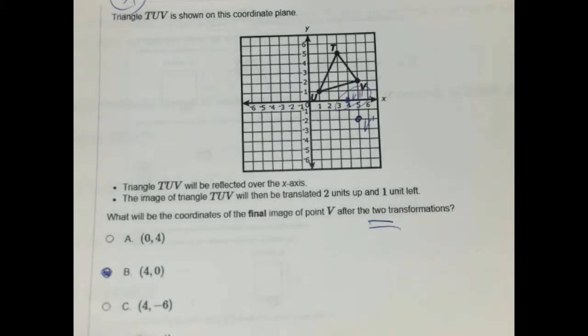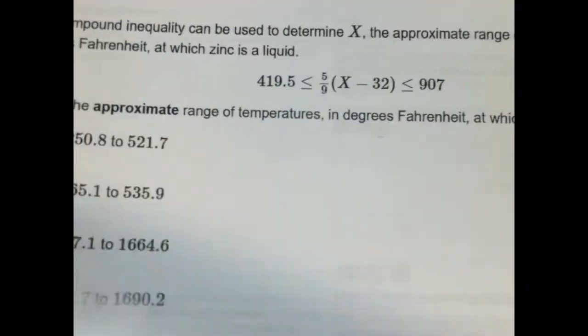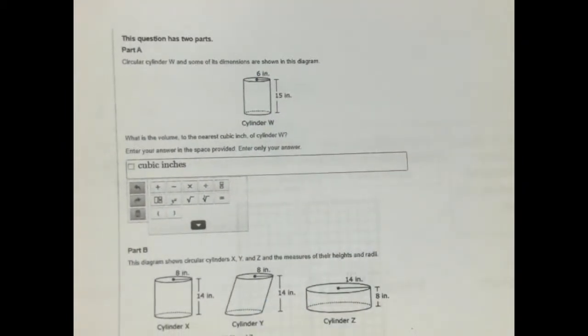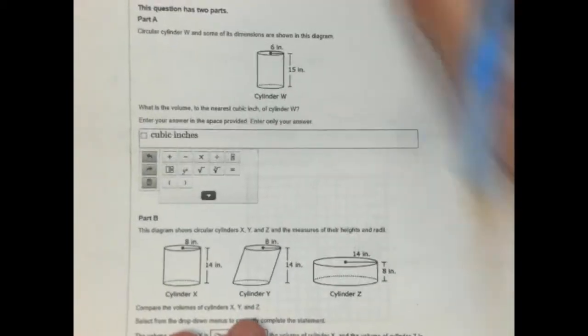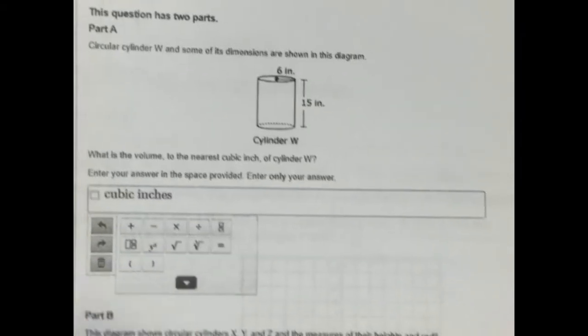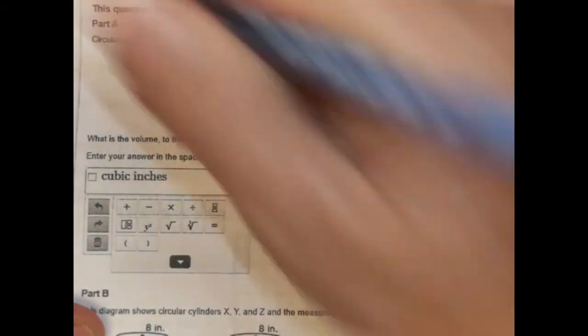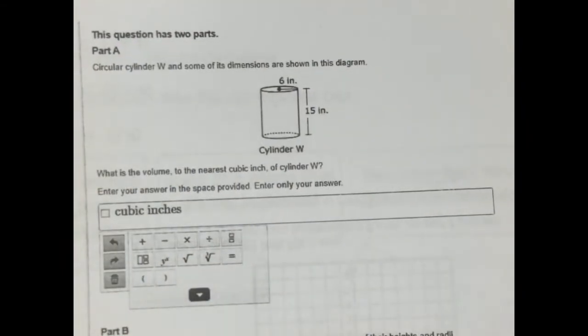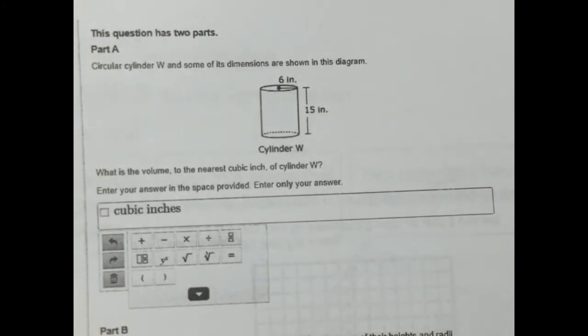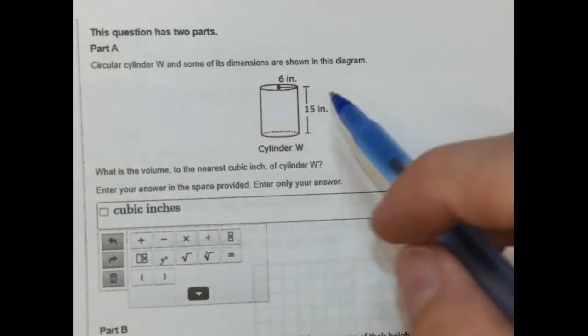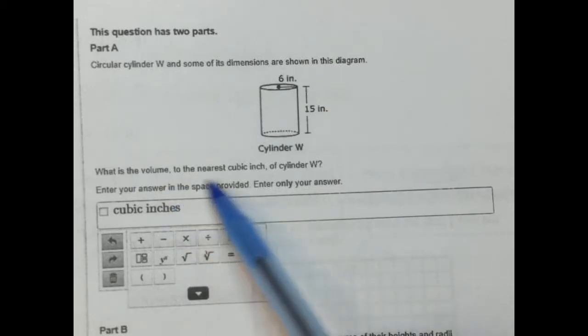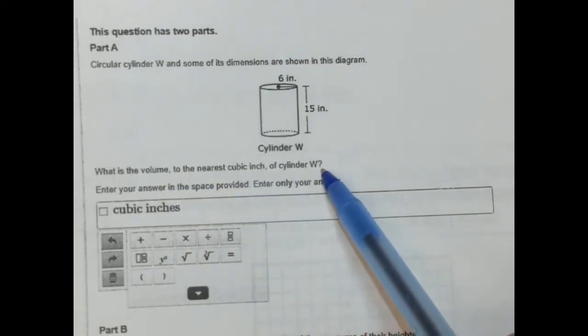All right, number 32. Let's see what we got here. Two-parter. Okay, I'm going to try to zoom in a little bit because it's kind of small. 32. Circular cylinder W and some of its dimensions are shown in the diagram. What is the volume to the nearest cubic inch of cylinder W?